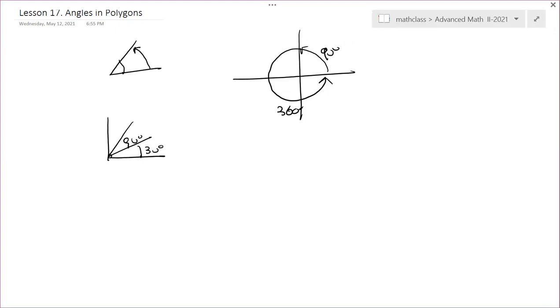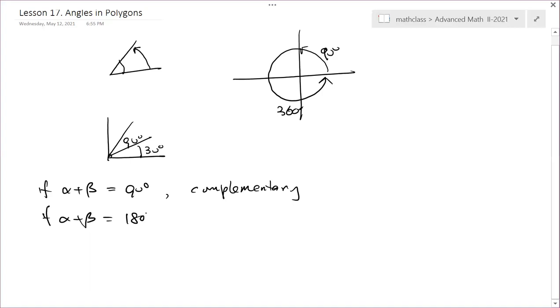All right. Now in geometry, we have names called complementary angles and supplementary angles. If you have two angles, alpha and beta, and the sum of those two angles is 90 degrees, then they're called complementary angles. If the sum of those angles is 180 degrees, then we call them supplementary.